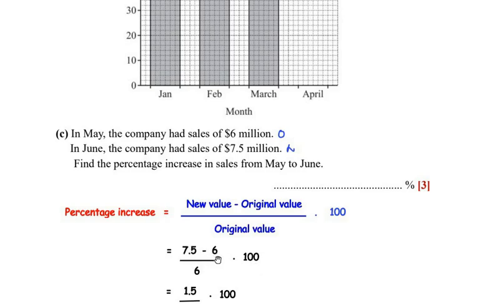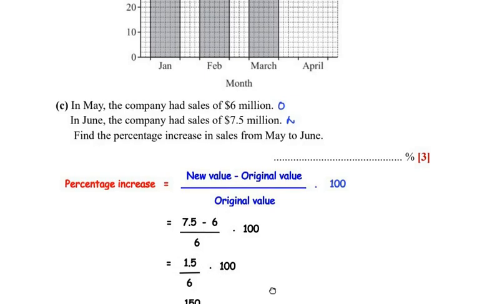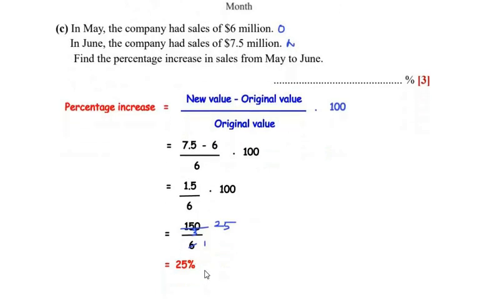So 7.5 minus 6 over the original value is 6. Now 7.5 minus 6 gives us 1.5 over 6 times 100. Now let us multiply the numerators, that is 1.5 times 100. So 1.5 times 100 gives us 150 over 6. Now 150 goes in the table of 6, that is 6 1 times is 6 and 6 2 times is 12. So we get a remainder 3 and this becomes 30. So 6 5 times is 30. So the percentage increase from May to June is 25%. So this is our answer.